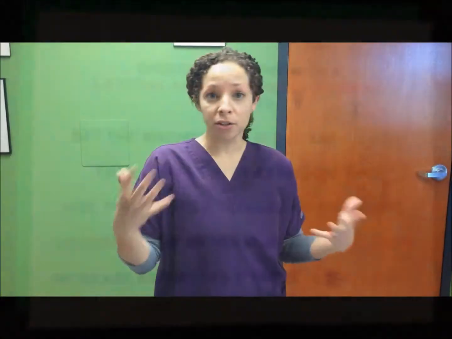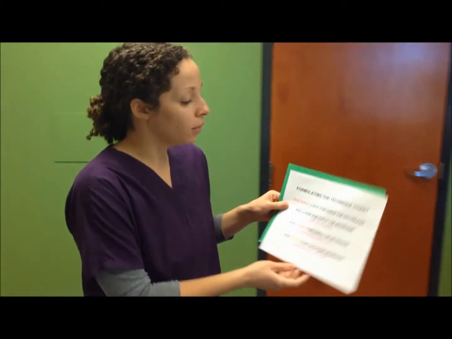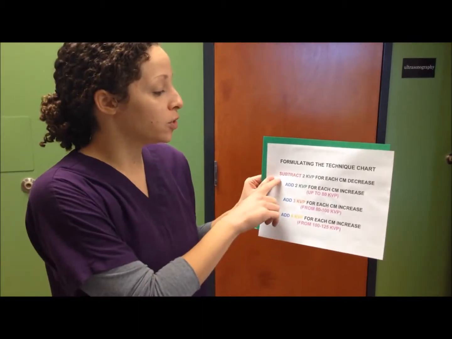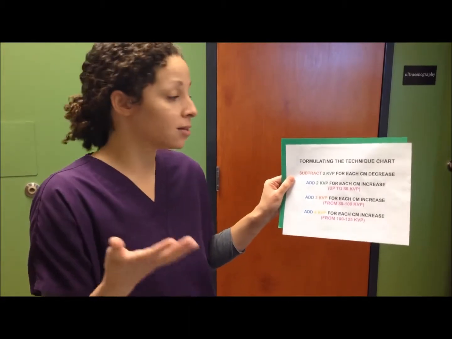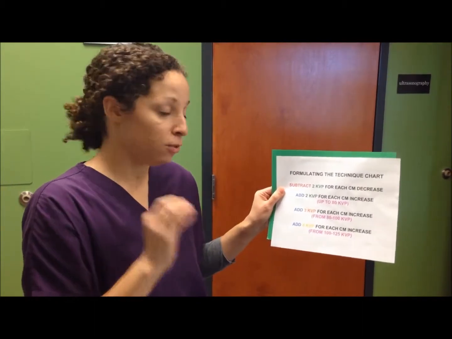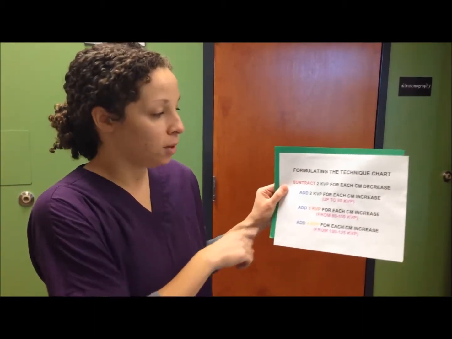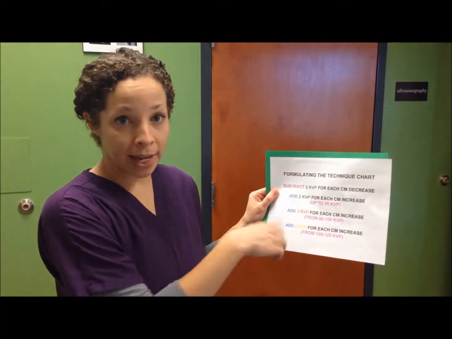Once you have your ideal settings and your exposures look appropriate as far as being able to see all the anatomy that you need to see in your abdominal view, then you can proceed with making your technique chart. Again, because Reese, the ideal patient, is roughly about 15 centimeters at the lateral abdominal view, you're going to subtract 2 kVp from whatever kVp it was that gave you your best exposure settings. You're going to subtract 2 kVp for each centimeter decrease from 15 centimeters, and you're going to add 2 kVp for each centimeter increase from 15 centimeters until you get back up to 80 kVp.